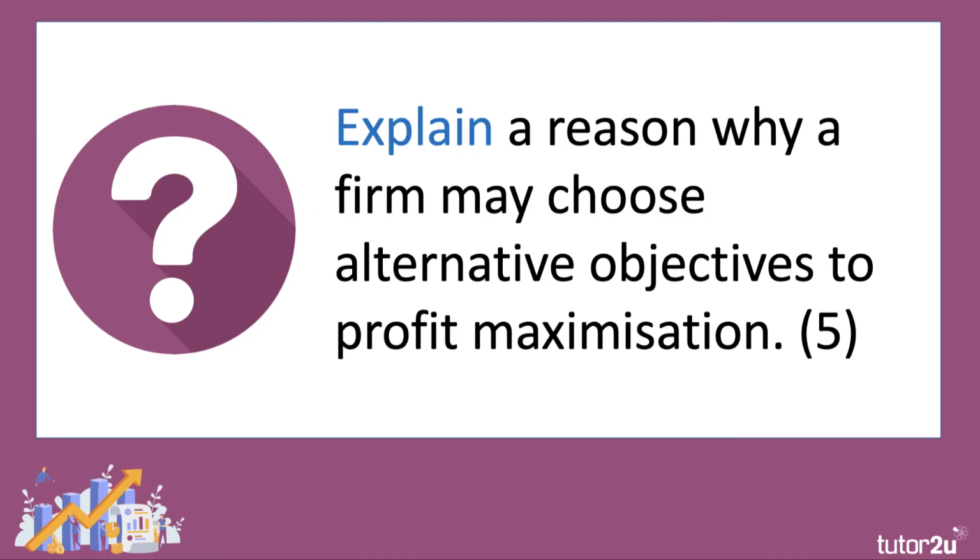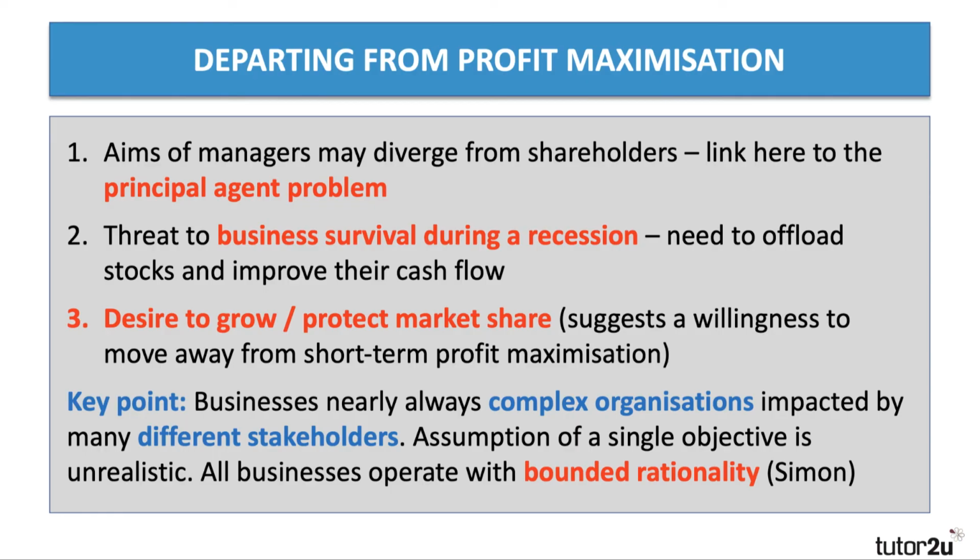Why might a firm choose alternative objectives to profit maximisation? Well, there are various reasons why firms may not necessarily maximise their profits, and the key one, I suppose, is that oftentimes the people who are making the decisions in firms, aka the managers, are not necessarily the owners of a firm, and the aims of managers may differ from that of the equity shareholders. And we call this the principal agent problem. I shall explain that in a second, but essentially the owners of the company may not be able to observe day to day what the managers are doing.